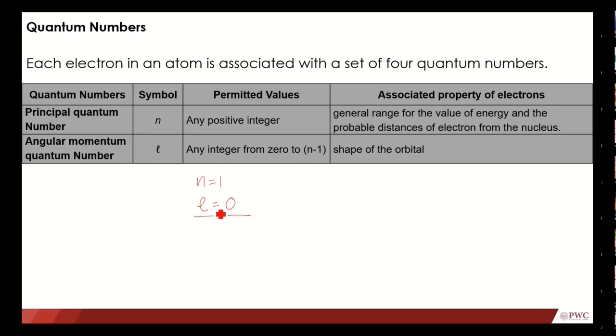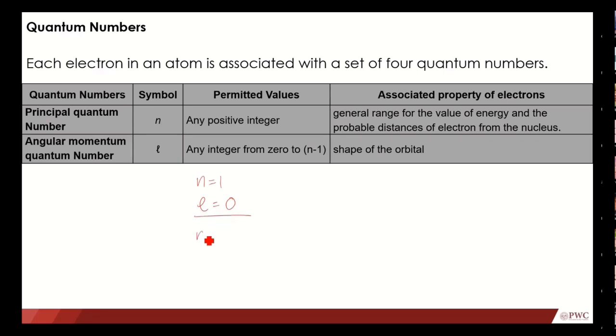So this l is also the sublevel. So here, the n represents the main energy level. The l represents the sublevel. So for the first energy level, there's only one sublevel, and that's when l is equal to 0.